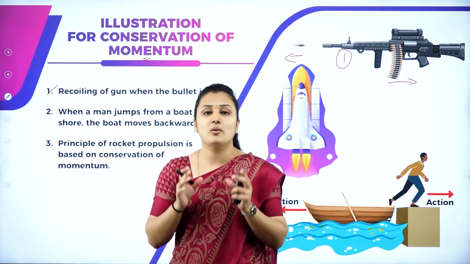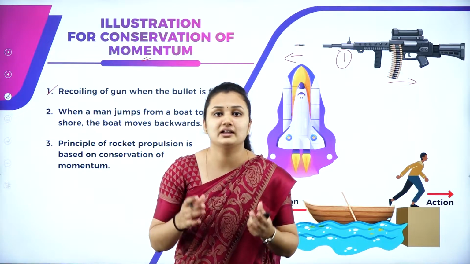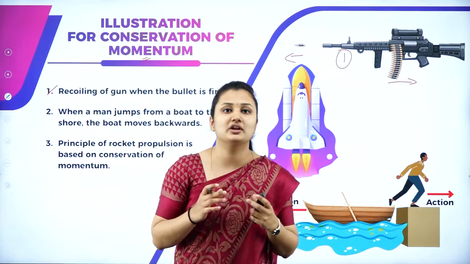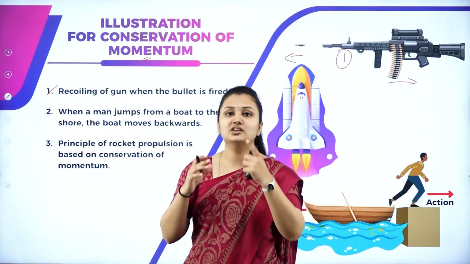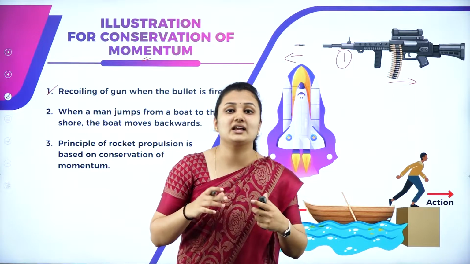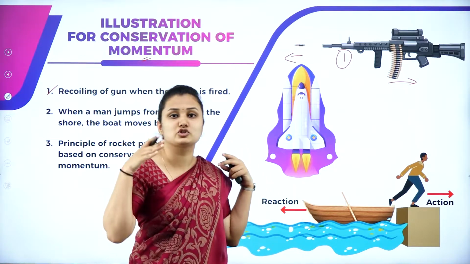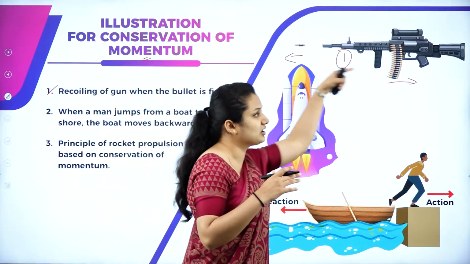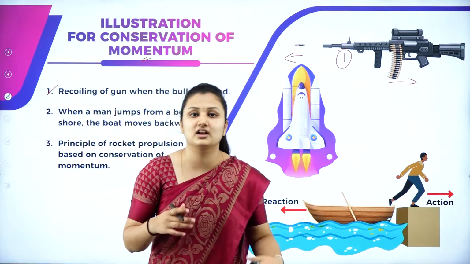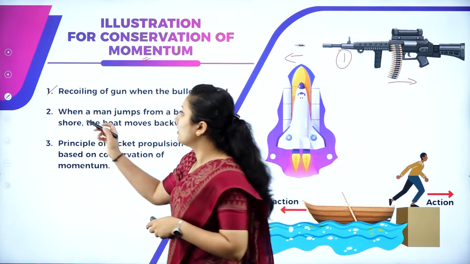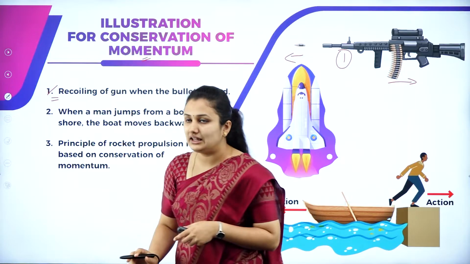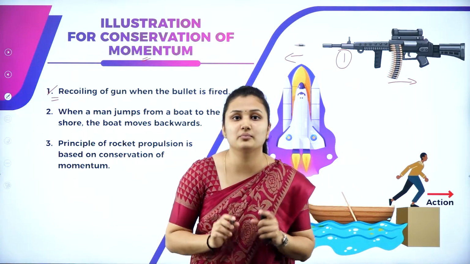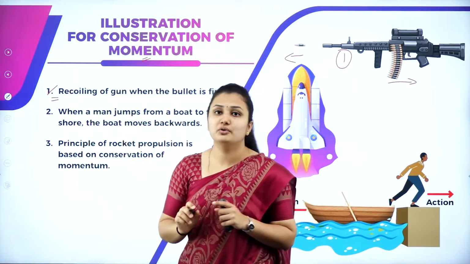When both the gun and bullet are at rest before firing, the total momentum is zero. When we fire the bullet from the gun, it acquires large momentum and starts to move forward. With the same, equal and opposite momentum, the gun recoils and moves backward. Recoiling of a gun when a bullet is fired is an example of the principle of conservation of momentum.